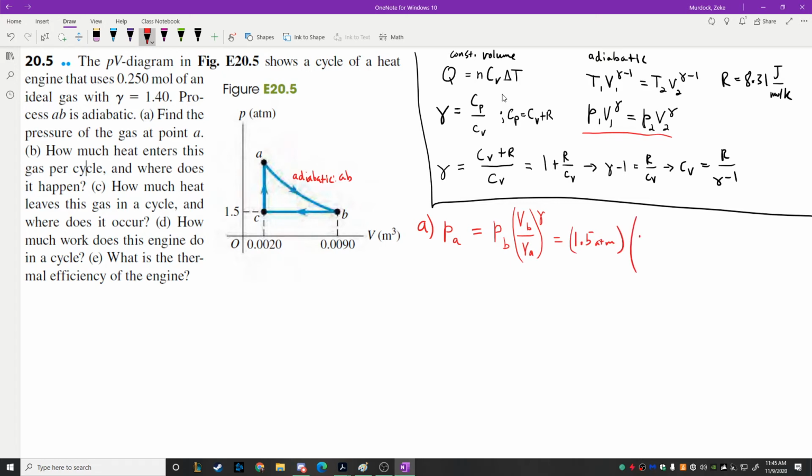Volume at B is 0.009. Volume at point A is 0.002. Normally I'd write units, but it's a ratio, so we don't really care about the units as soon as you have a ratio of volumes. And we raise that to the 1.4 power. If you calculate this out, then you should get, as you all said, 12.3 atmospheres. That's part A. And we'll use this again, so let's circle it and remember what we had.